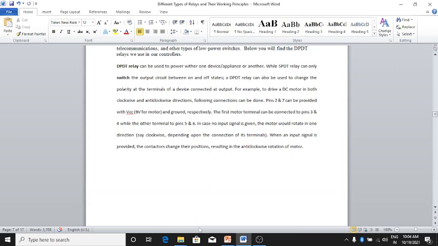A DPDT relay can be used to power one device or another, while an SPDT relay can only switch the output circuit between on and off state. The DPDT relay can also be used to change the polarity at the terminals of the device connected at output. Clear? For example, to drive a DC motor in both clockwise and anti-clockwise direction, the following connections can be done.